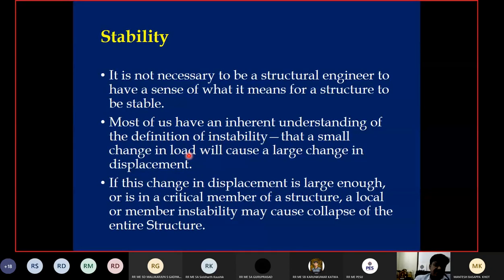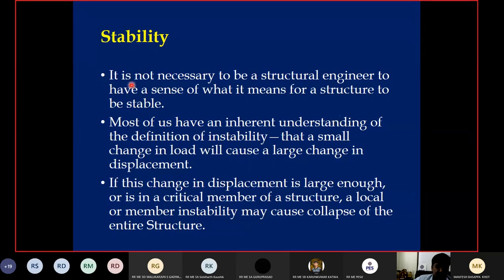Now, you can read out the slide. It's not necessary to be a structural engineer to have a sense of what it means for a structure to be stable. In place of structures, when it comes to mechanical engineering, you can call it a system, because we call a system that is composed of various assemblages of members and its components, subject to loading in equilibrium, subject to a lot of boundary conditions. And all the equations of equilibrium and compatibility are applied, and such a system is called a structure. In mechanical engineering the same definition is applicable, but we can call it a structure or a system. So if I have included structure, that means it's a system.